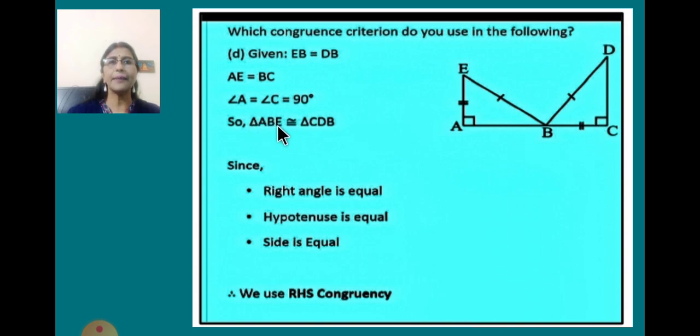So triangle ABE is congruent to triangle CDB. That means these two triangles are congruent. Since the right angle is equal, the hypotenuse is also equal, and this side is equal to this side, we use the RHS congruence criterion here. This also you will write down in your textbook.